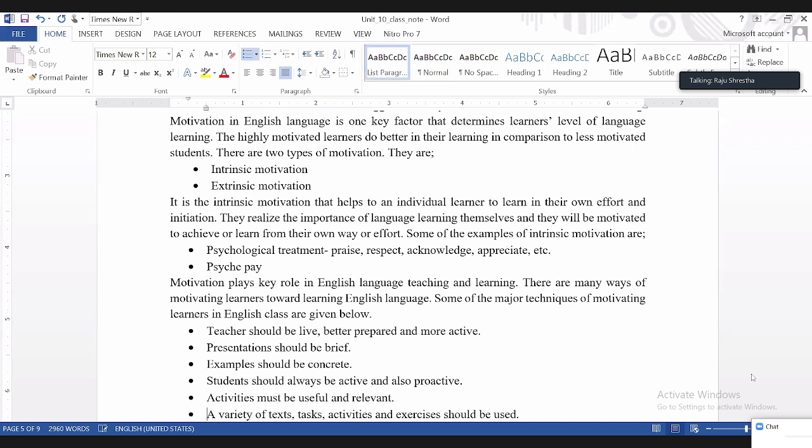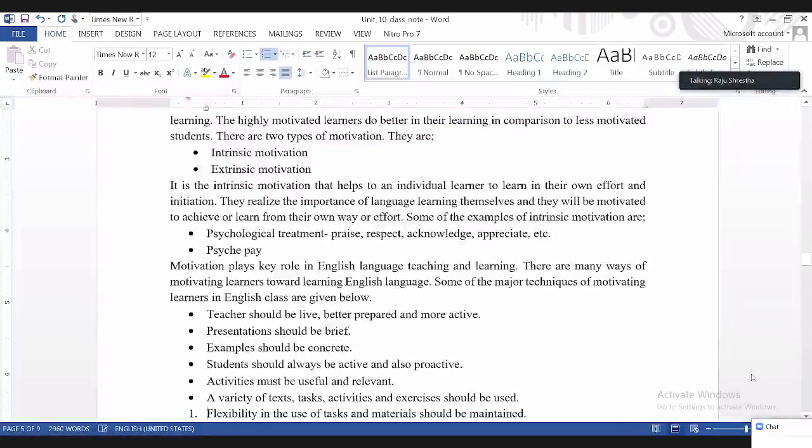And a variety of text, context पनि भन्दै म यहाँ, a variety of context, text, tasks, activities, exercises. When students get the chance to get involved in different types of contexts, texts, tasks, activities, and exercises, they will be highly motivated in taking part in English language learning activities.